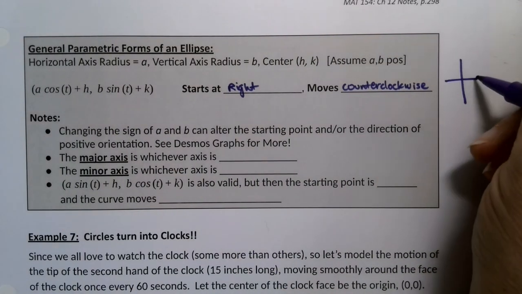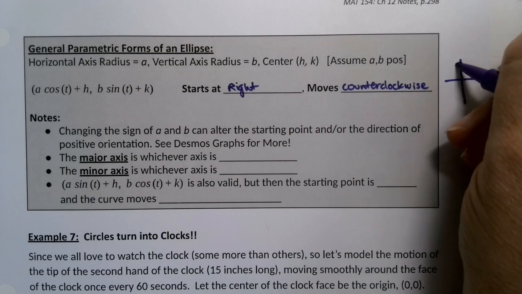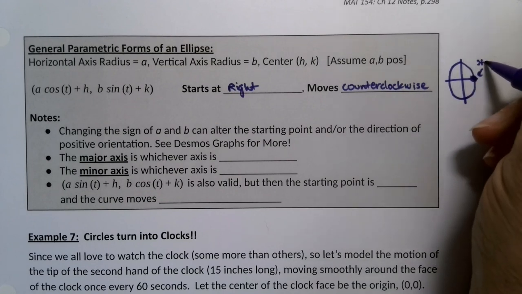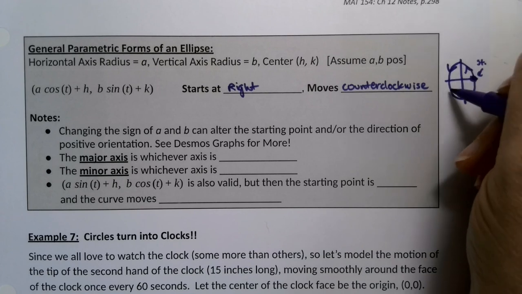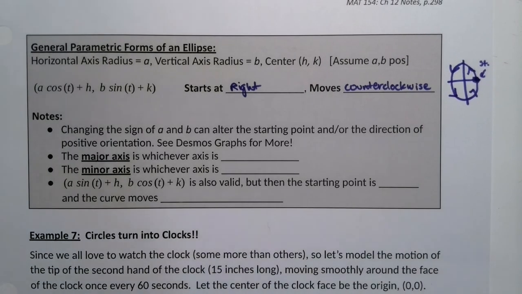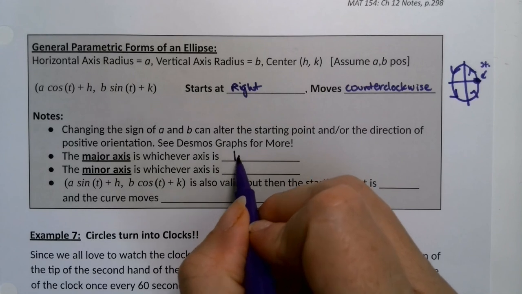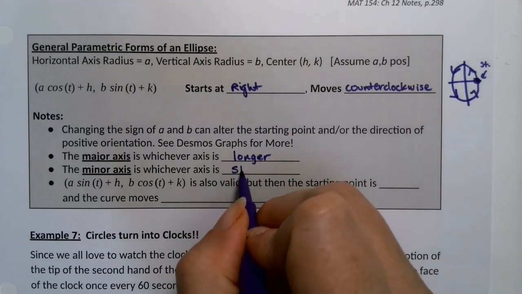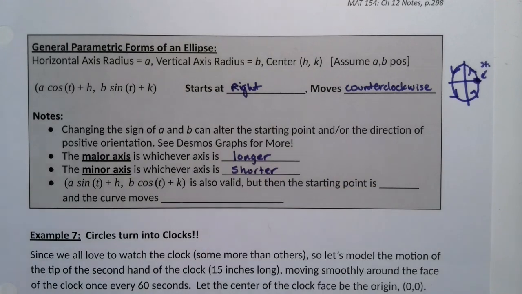The most common one we use, however, is just like you think. It starts at the right and it goes this way. Moves counterclockwise. The major axis is whichever axis is longer. And then the shorter axis is the minor axis. It'll be half the length.